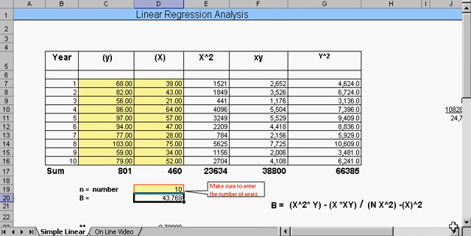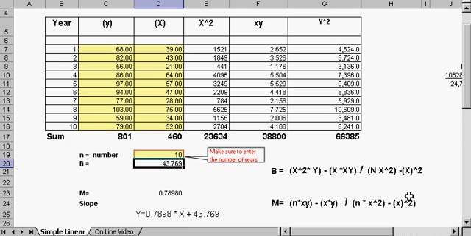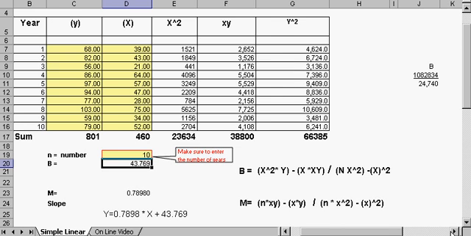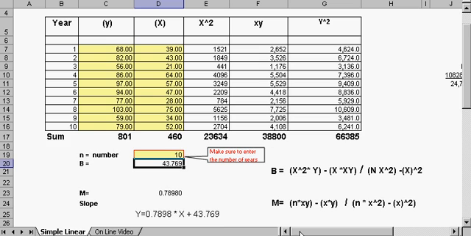To make the formula in Excel a little bit easier, I broke it out into the numerator and the denominator. So this is the numerator and the denominator for B, and here is the numerator and the denominator for M. Here is the equation. Y equals M times X plus B. That will be our forecast for Y.